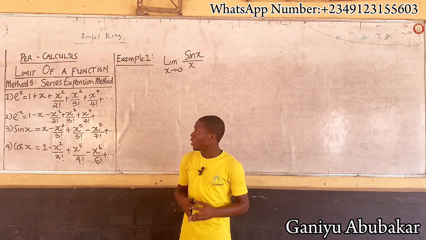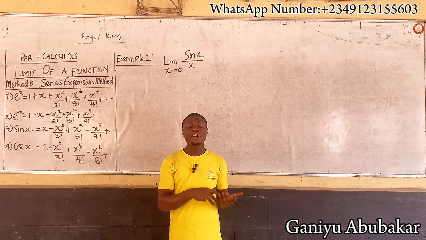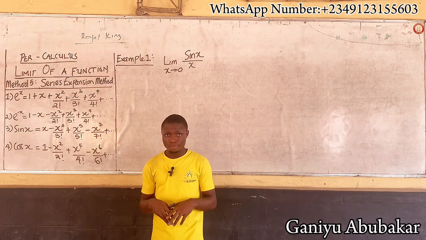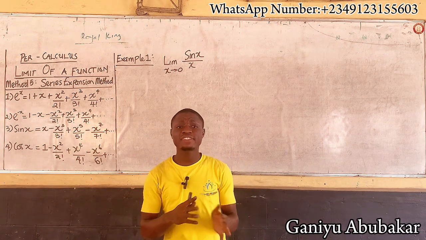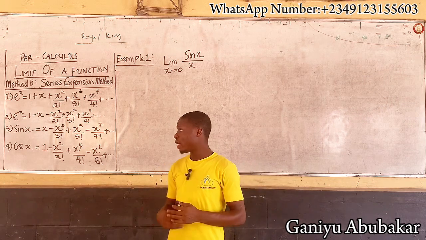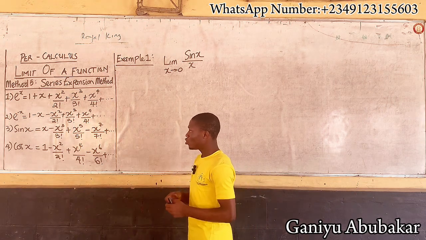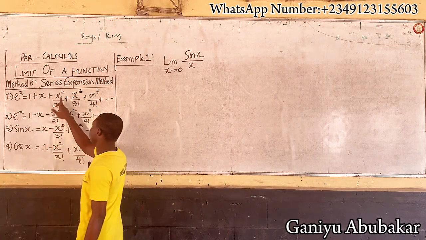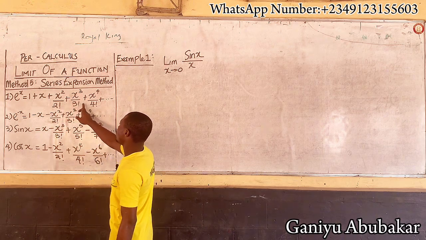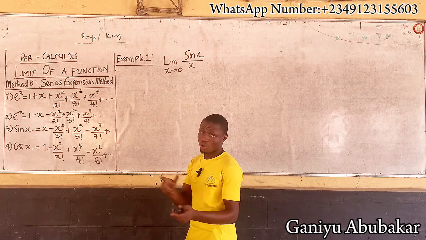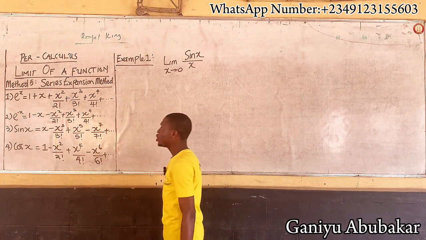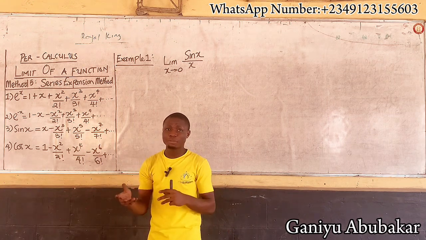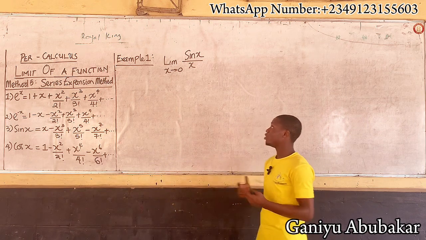Let's look at the fifth method of evaluating the limit of a function, called the series expansion method. For this method, there are several things you need to note, and those things are written in front of you. So note that the expression for e to the power x is 1 plus x plus x squared over 2 factorial plus x cubed over 3 factorial plus x to the power 4 over 4 factorial plus it continues. So note this expression for each of the terms here. Having said this, let's now take a few problems under this and see how we get this done.